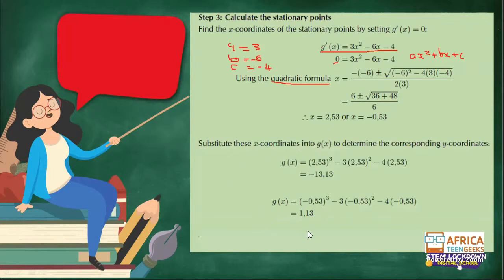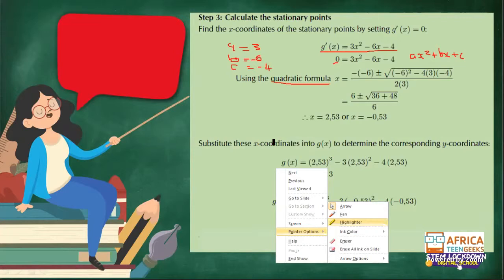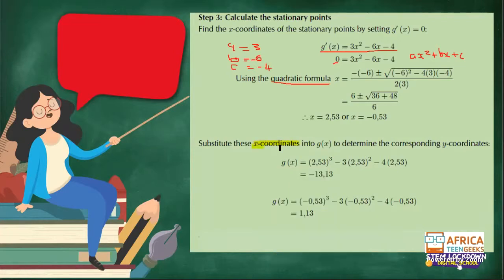So let me highlight this. So your x into your g of x. So the original function, not this one, the original function. Okay, so you substitute your x values into your original function to get the corresponding y value. Okay, and then you finally show your points.